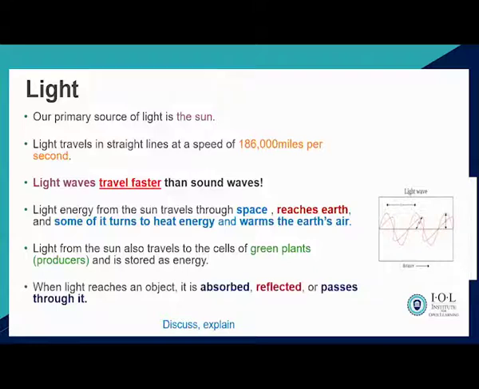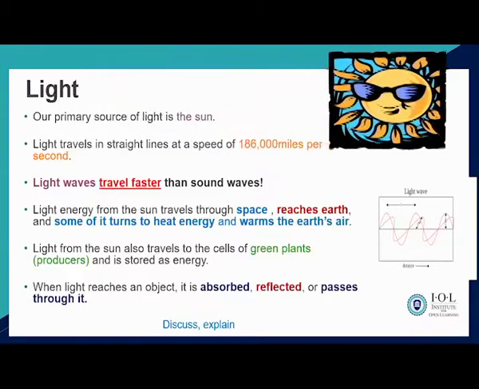Now, when light reaches an object, it gets absorbed, or sometimes it gets reflected, or sometimes it passes through it. So that's how it behaves. Depending on the material of the object, it can absorb the light. And sometimes the light is reflected either backwards or sideways, but sometimes it may pass through, depending on the surface of the object.